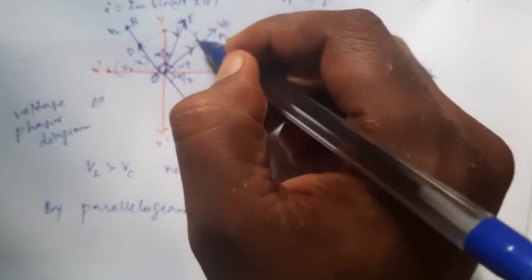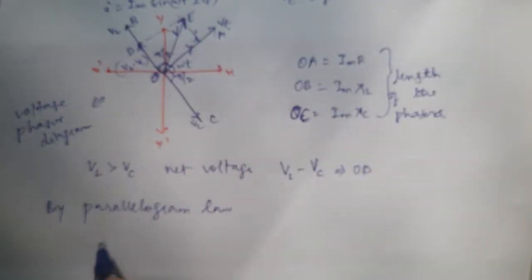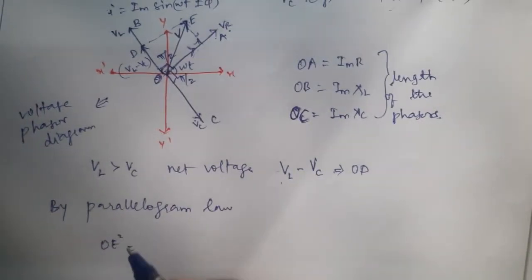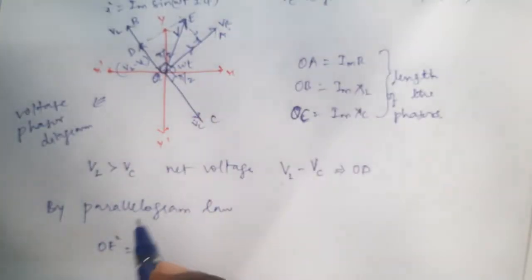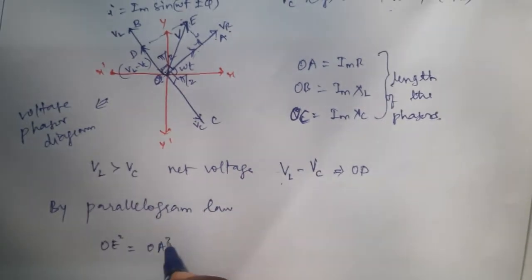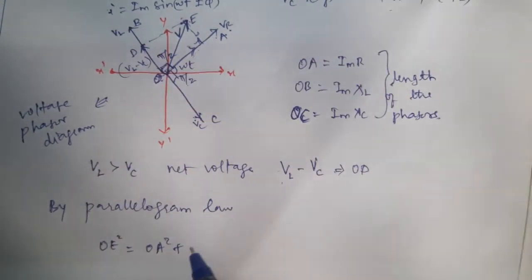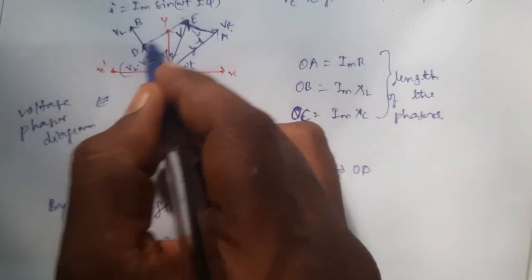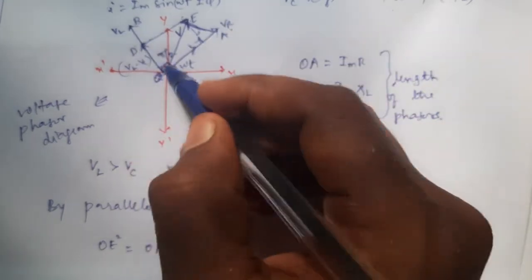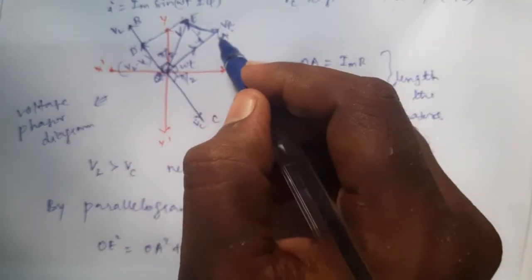Now we can apply the parallelogram law. OE square is equal to OA square plus OD square. So OE square is equal to OA square plus OD square, and OE in this diagram is represented as VM.